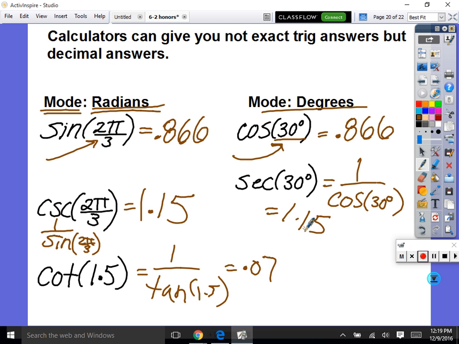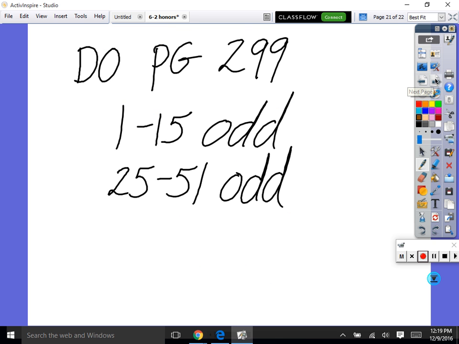We're all good. Everybody's good? Okay, awesome. So this is your homework assignment. Page 299, 1 through 15 odds, 25 through 51 odds. That's it.